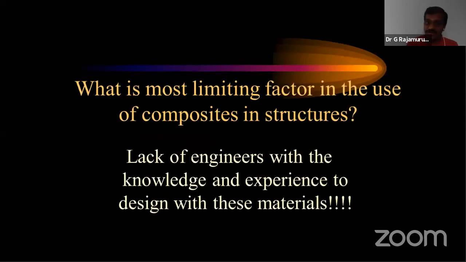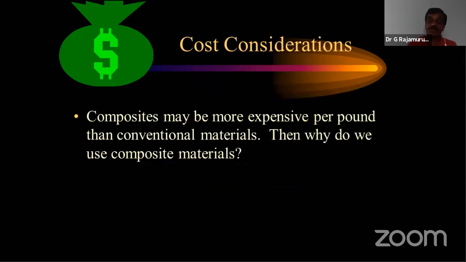So what are the most limiting factors in the use of composite in structure? For example, if you want to use a composite in a structural application. The thing is that most of the engineers lack knowledge and experience to use this type of materials. Not only that, there are the cost considerations. So that's why they are not going to try this composite material for structural applications.